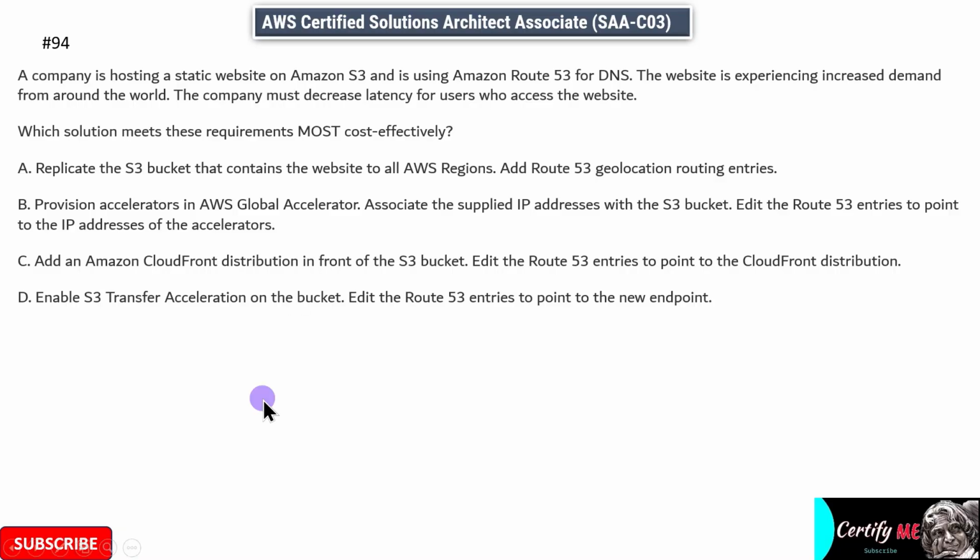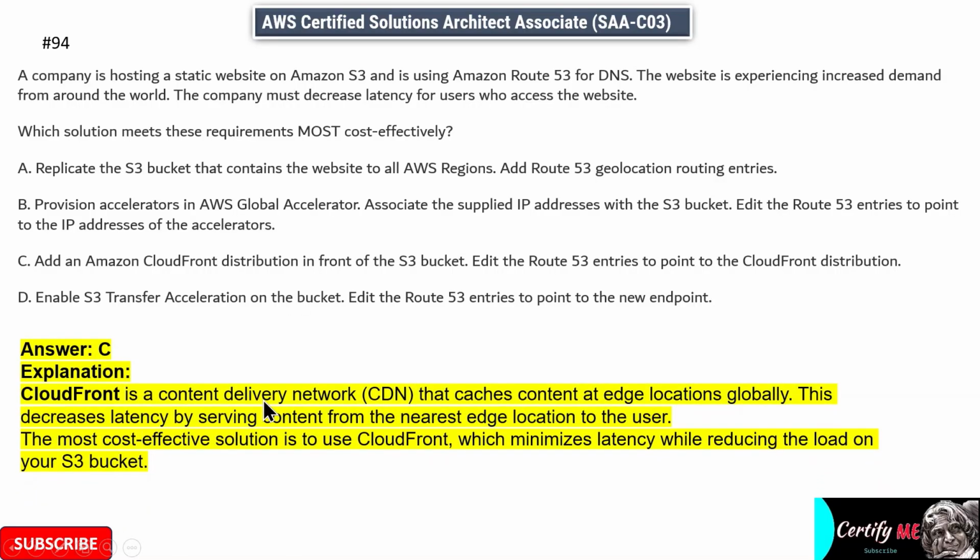The correct answer is option C. Add an Amazon CloudFront distribution in front of the S3 bucket. Edit the Route 53 entries to point to the CloudFront distribution. CloudFront is a content delivery network that caches content at edge locations globally. This decreases latency by serving content from the nearest edge location to the user. The most cost-effective solution is to use CloudFront, which minimizes latency while reducing the load on your S3 bucket.